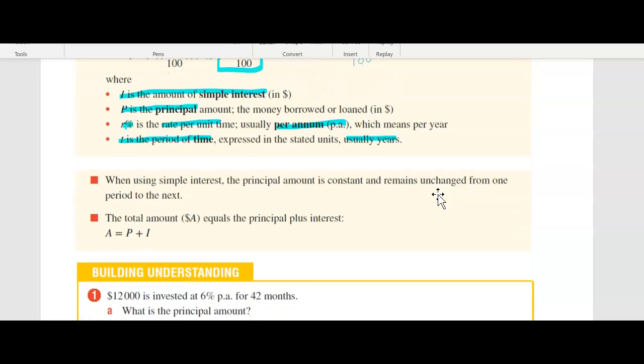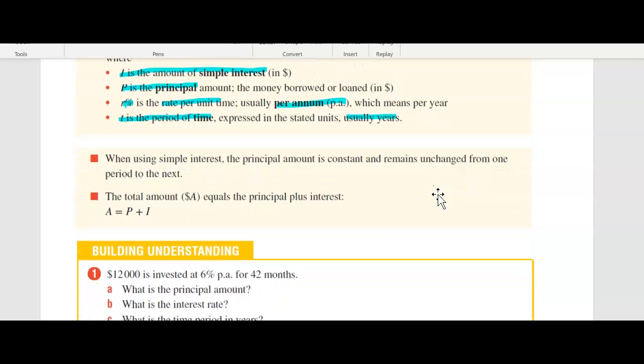Now, if you have to work out your total amount, so how much you have at the end of something, so maybe you've put some money in the bank as an investment. The principal is how much you put in. So if you wanted to invest $1,000, that's your principal amount, and then you earn interest on that. So the amount you're left with is just your principal plus the interest amount.